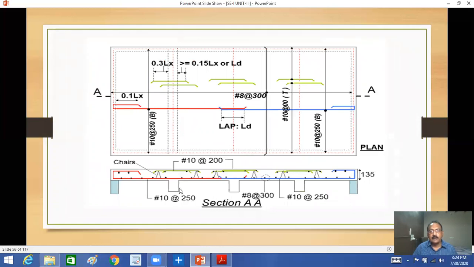You have to draw a triangle like this, and I will show the next topics in the next video.